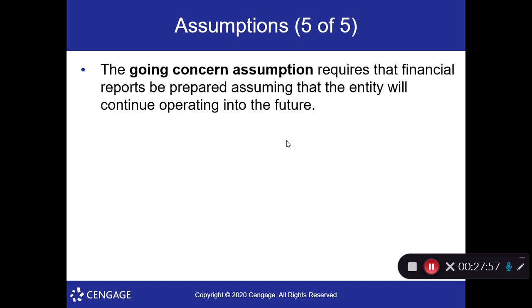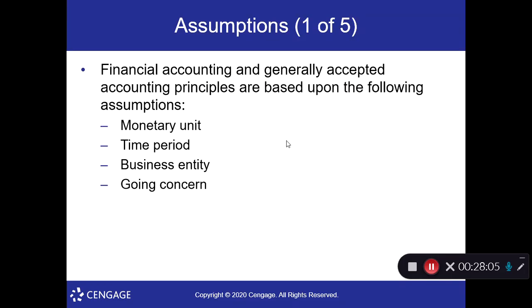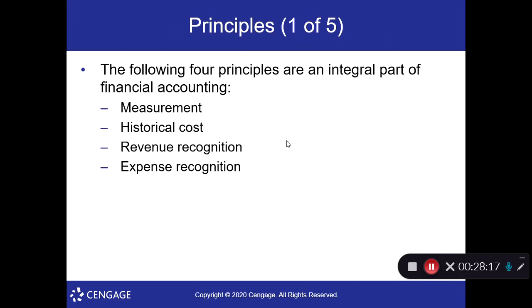Unless they specifically say, hey, we're having some tremendous issues, we have some tremendous debt coming due, you can read a financial statement with the understanding that the business will continue in perpetuity. So we have the monetary unit, the time period, the business entity, and the going concern. Those are all assumptions when we look at a financial statement.